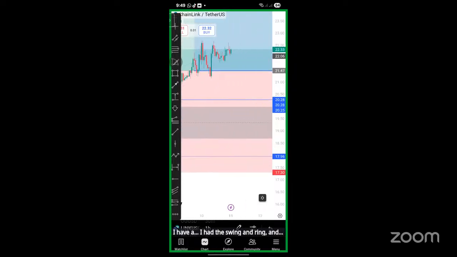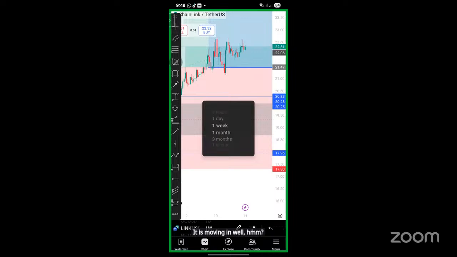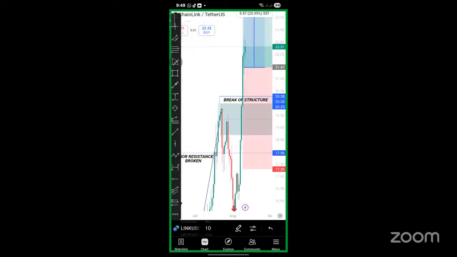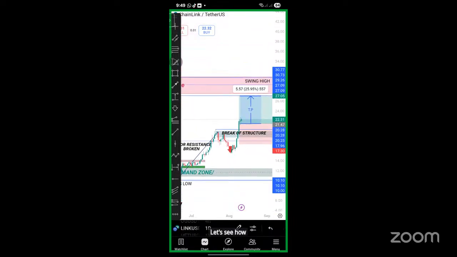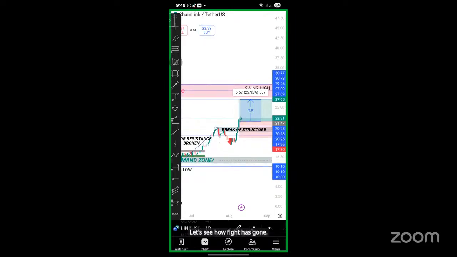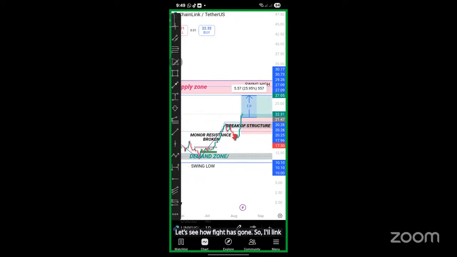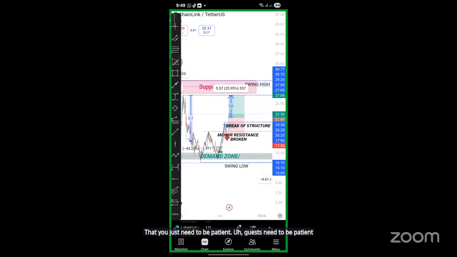It is moving on well. Look at 1 day and see how far it has gone. So on Link there, I will take my profit there, 25%. It will be a very big move, you just need to be patient. You just need to be patient on this coin.